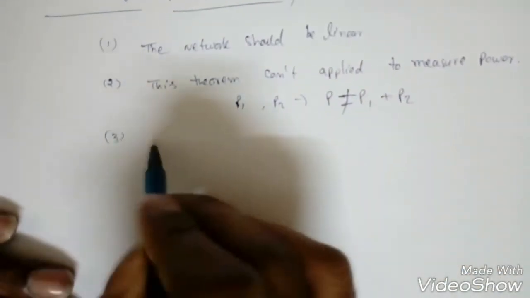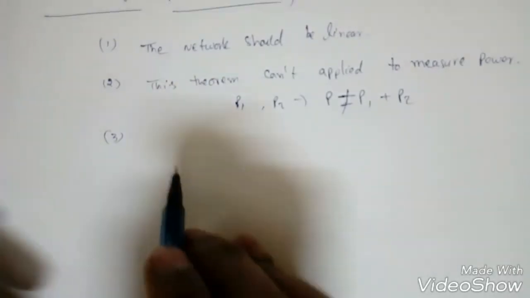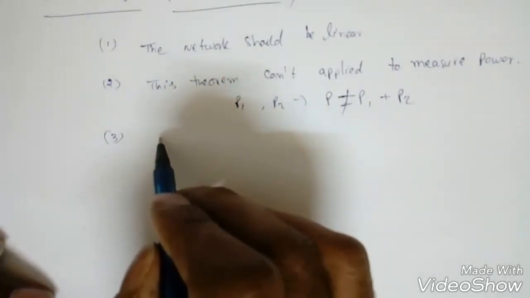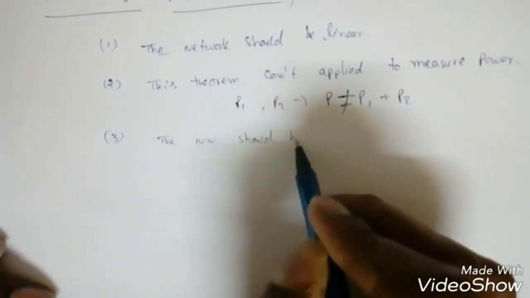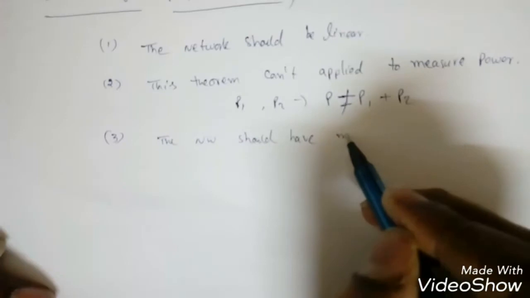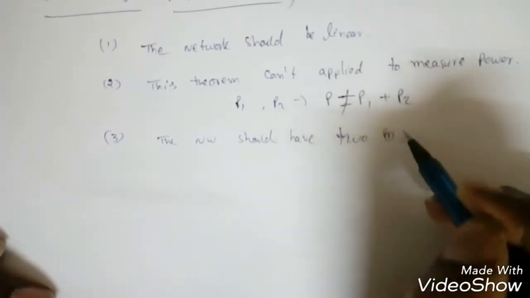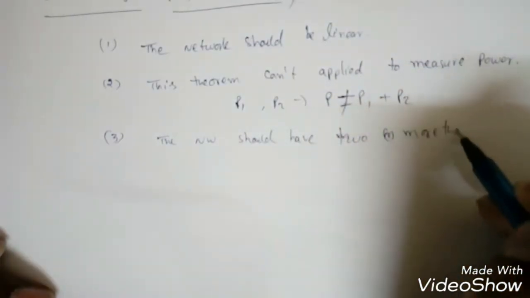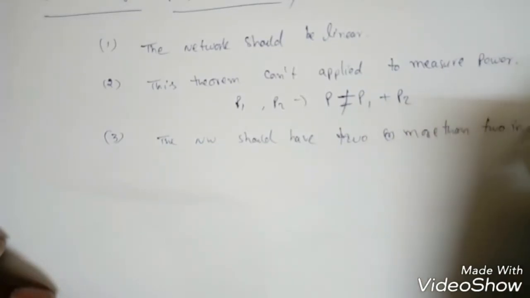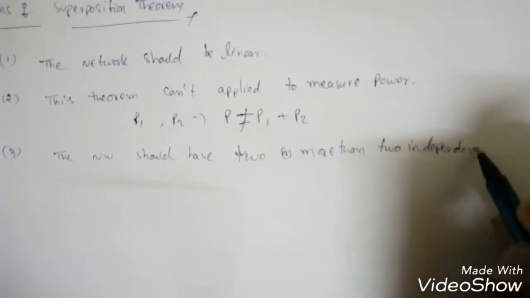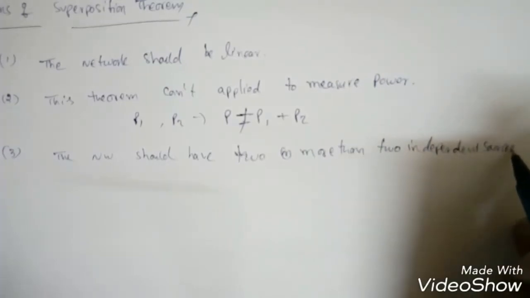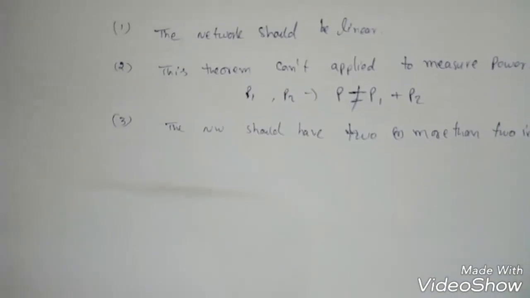The third one is it should have at least 2 independent sources. So the network should have 2 or more than 2 independent sources, right? So those are the 3 limitations we'll have, right?